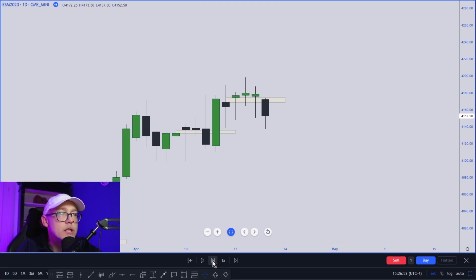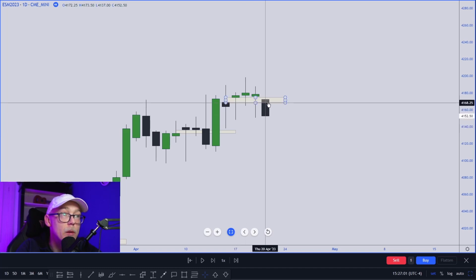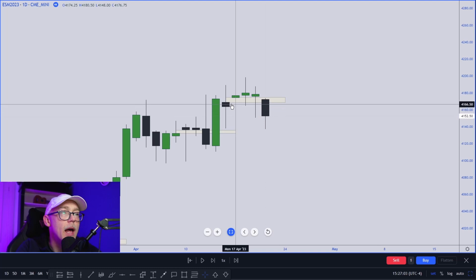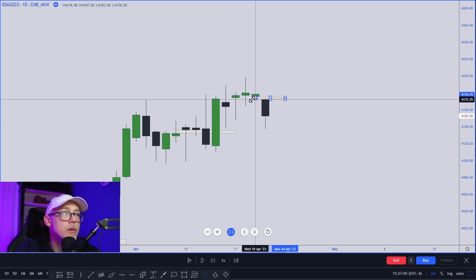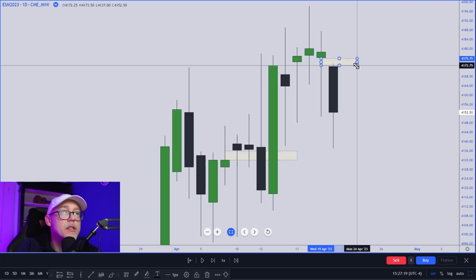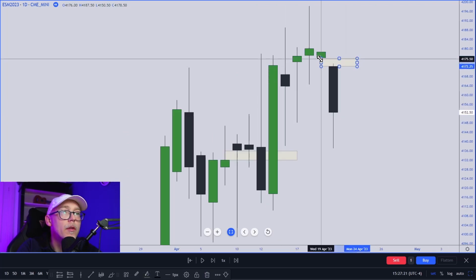Now here's an interesting one. Price has moved lower here on this candle. It's taken out the lows of the previous candles on this particular day. See, it's a much bigger body. It's a move lower, but there is a volume imbalance in here.